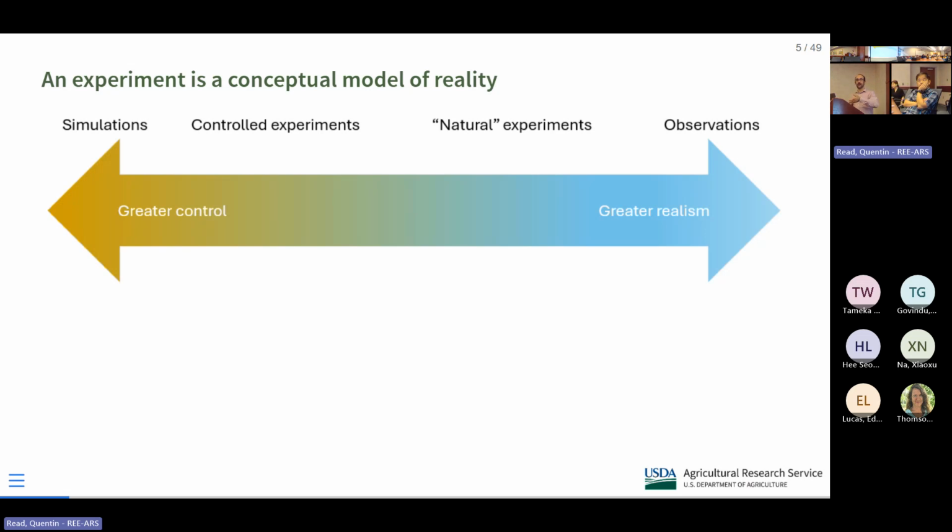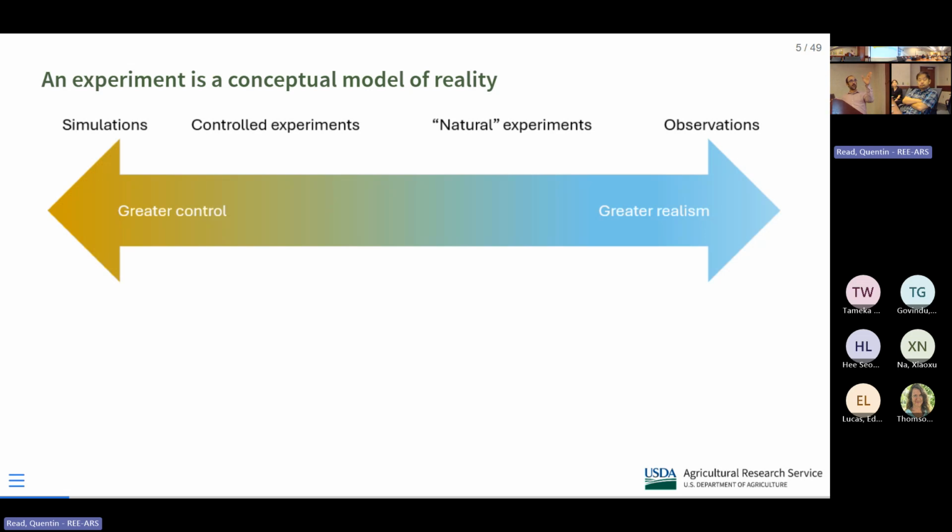That's real world data, but you don't have any control over what those people are eating, what they're doing, what they're being exposed to. So you have very realistic data, but you don't really know why you're getting the data you're getting because you don't have control. And so obviously the most controlled conditions would be a computer or a mathematical simulation where you can just change parameters in an equation and get the results out. But that's very far from reality, obviously, because it's just a simulation. So an experiment is somewhere in between.